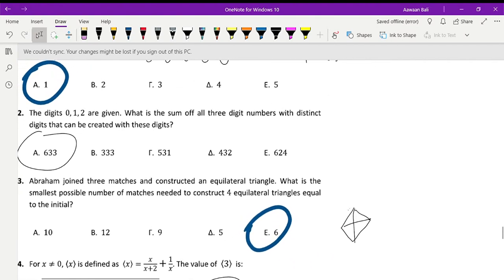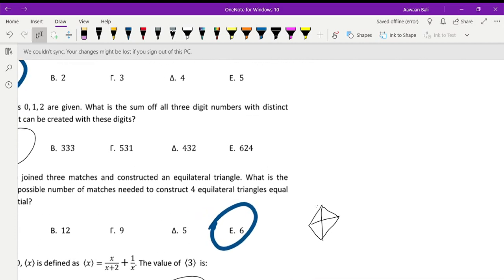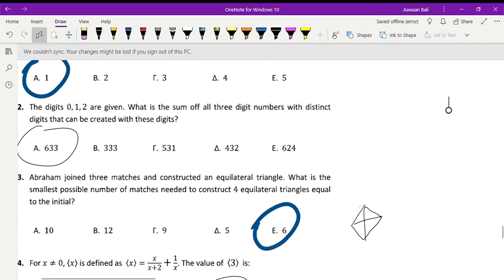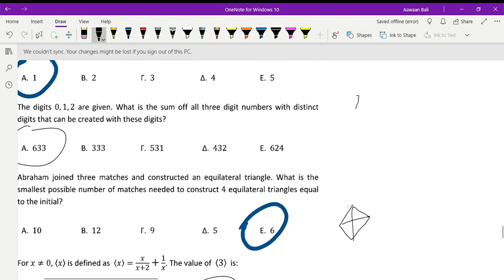Okay, so all 3 digit numbers. So we're not saying 0, 1, 2. Definitely not. We can just go from the biggest to the smallest, since that's how column methods are normally written. So 2, 1, 0, then 2, 0, 1, and put the addition sign here. 1 2 0, then 1 0 2.